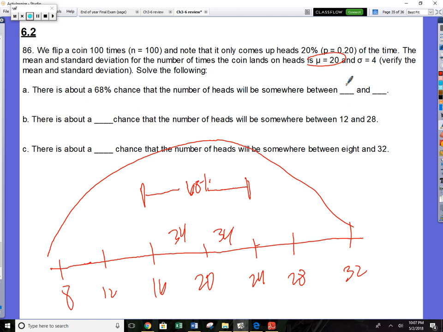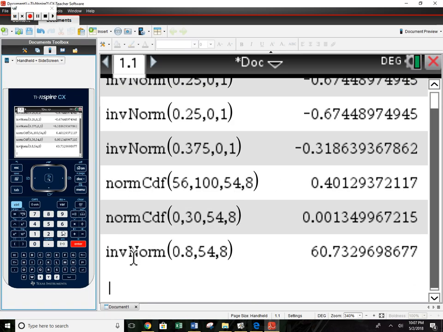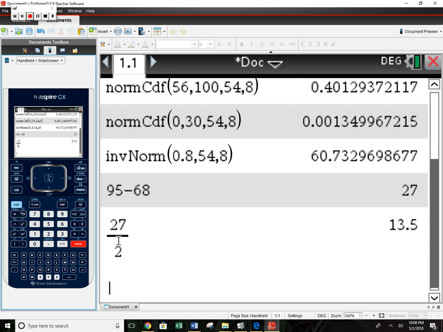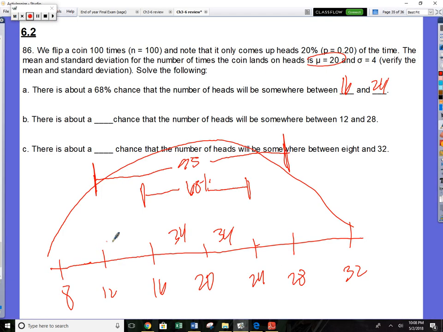So A, we got A done. A, 68% is going to be between 16 and 24. And now from here to here, you got to remember that is 95%. And I can never remember how many live here. But if I know that's 95, I'm going to take away 68. And if I divide that by 2, if I cut that in half, each one's going to be 13.5. So I'm going to go 13.5 there, and 13.5 there, and we're going to answer B. So that they fall somewhere between 12 and 28.